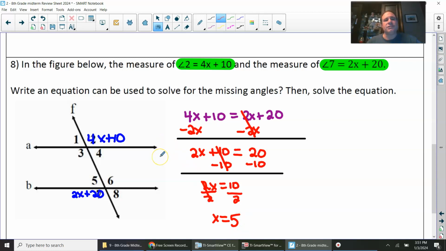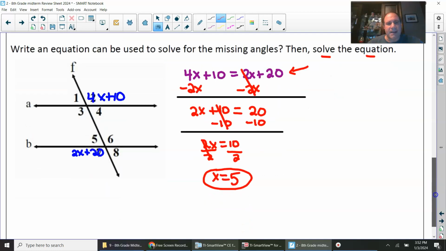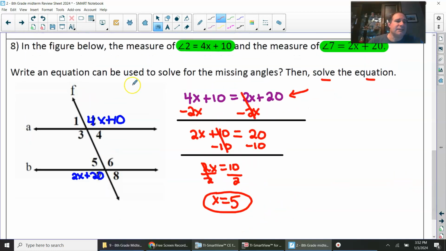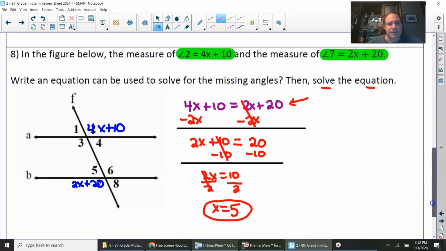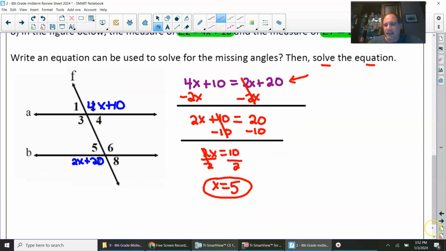All right, which equation could be used to solve the missing angles? This equation right here. And then solve the equation; we did x equals 5. A lot of times they ask you, all right, what's the measure of angle 2? You would go ahead and substitute 4 times 5, the x is 5, plus 10. That's 20 plus 10, so this would be 30, but it doesn't work out anyway. That's what you would do, though. You would substitute. But in this case, you don't have to. That is the answer.